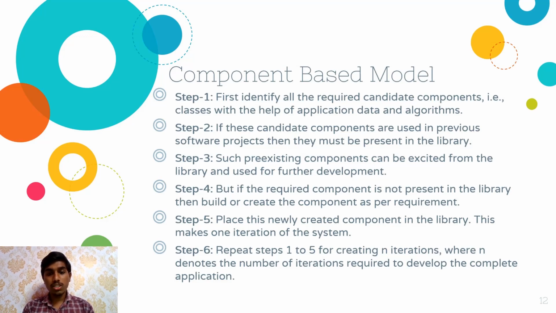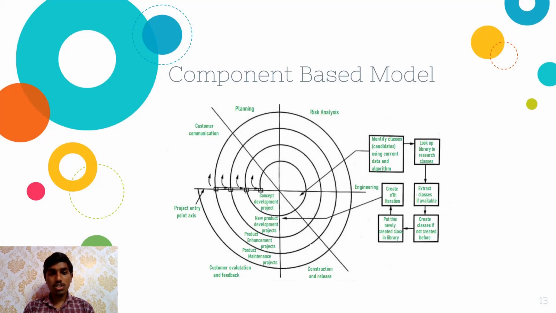This makes one iteration of the system. Step 6. Repeat step 1 to 5 for creating n iterations, where n denotes the number of iterations required to develop the complete application. So this is the spiral model through which the component-based model is going to work.